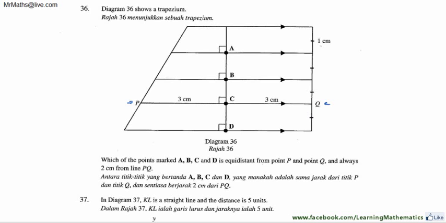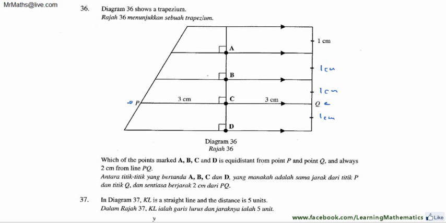Alright. This is 1 cm. This 1 cm. So this is 1 cm. Always 2 cm from PQ. This is a locus. If you're talking about 2 cm from PQ, then there is only one answer there, right? Which is A, right?